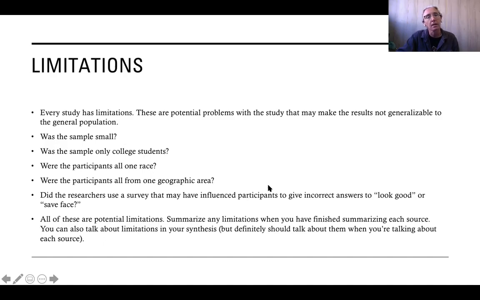And you can do that at the end of the section where you're talking about that article. You can simply write, potential limitations of this study include a small sample size and a participant group that was largely more female than male, or something like that. Okay, so you can talk about limitations when you finish summarizing each source, and you can also talk about those limitations in your synthesis, which we'll talk about in a second. But you definitely want to talk about them when you finish summarizing a source.